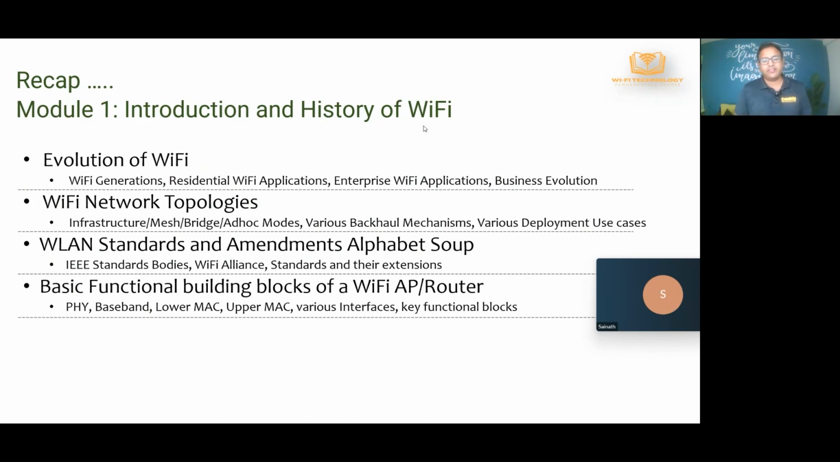And the last session in module 1, we talked about the basics of a Wi-Fi router. What is inside this access point or Wi-Fi router? What's the difference between access points and routers, and the basic building blocks or functional blocks of a Wi-Fi router.